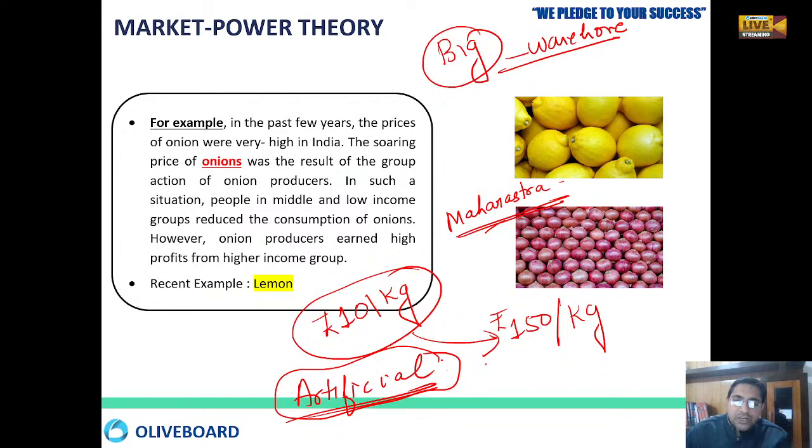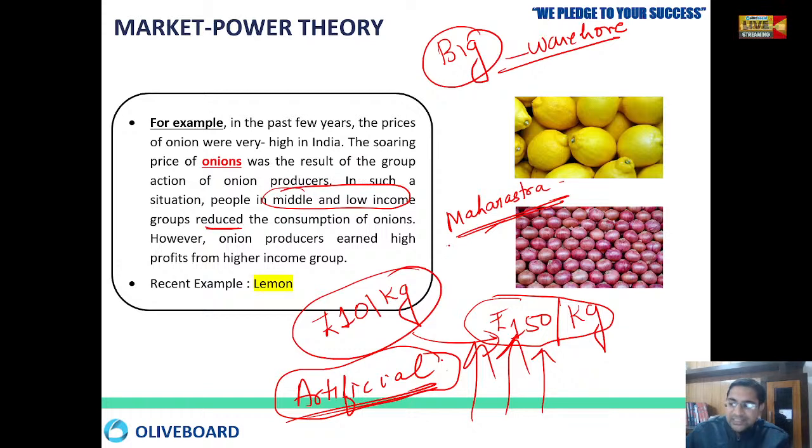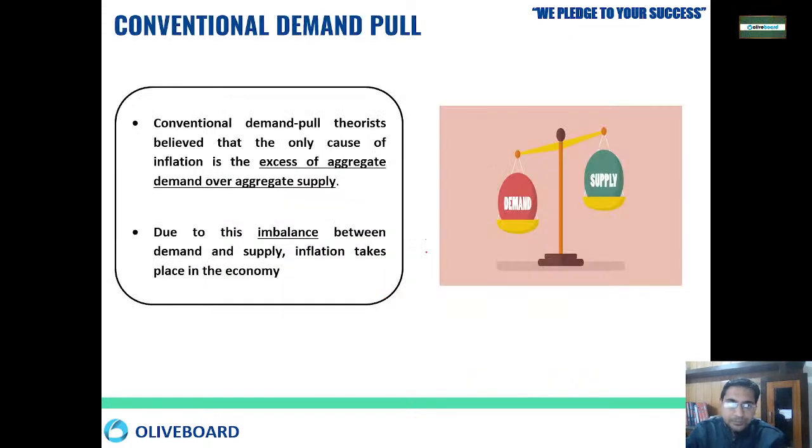And once there is a shortage, the price automatically increases, and once it has reached the maximum level, they start selling at 150 rupees. So onion is there, but in this situation the middle and lower groups reduce their consumption, and sometimes they are not even able to buy it. And the people who have done this have earned high profits from the higher income groups.